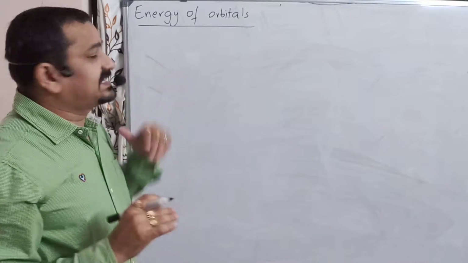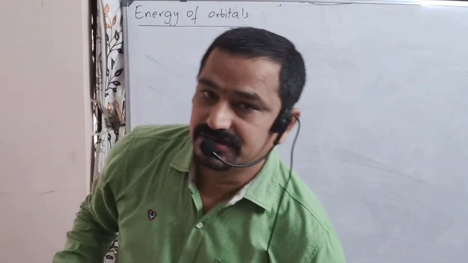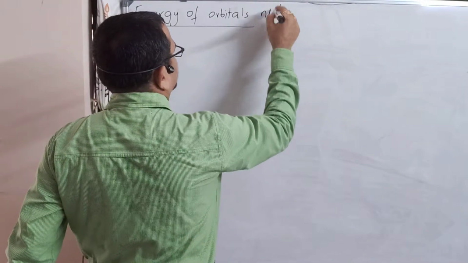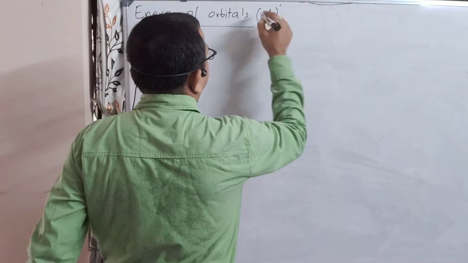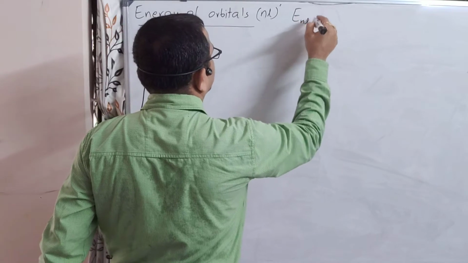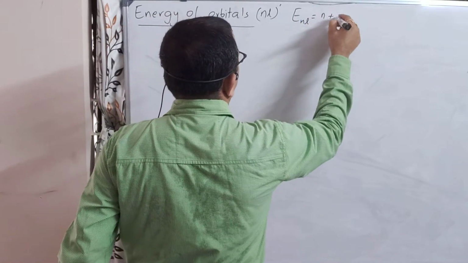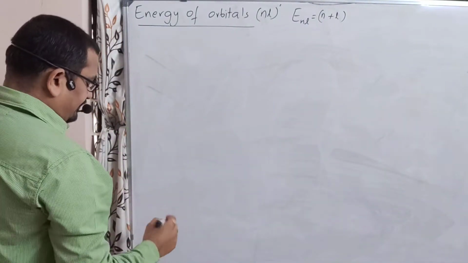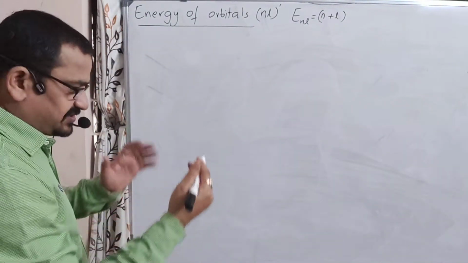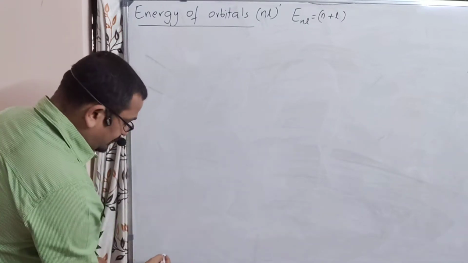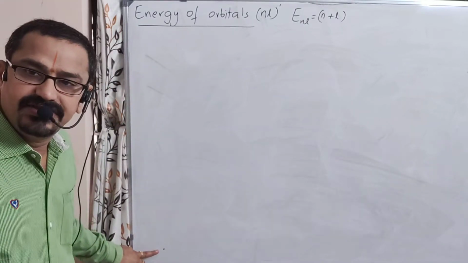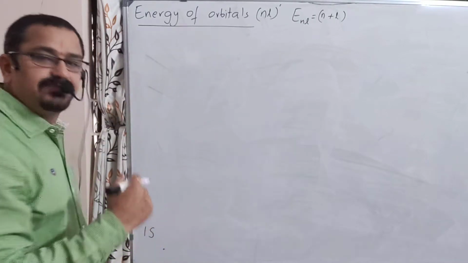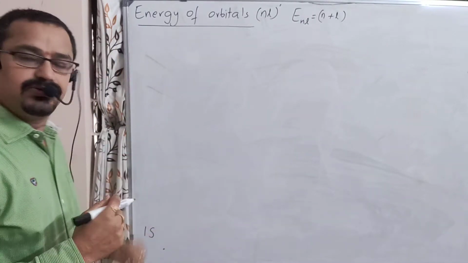Now, when it comes to the next topic, that is energy of orbitals. Suppose nl is an orbital, then its energy depends on its n value and l value. It is given as n plus l. Suppose you consider the first shell, which is closer to the nucleus. This is the nucleus. Then the immediate shell is 1s, that is nearer to the nucleus.